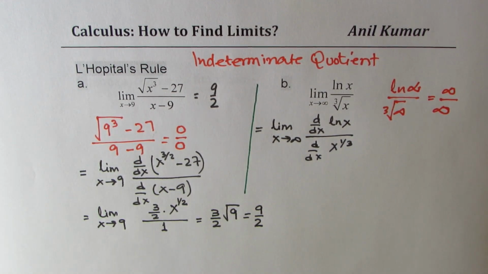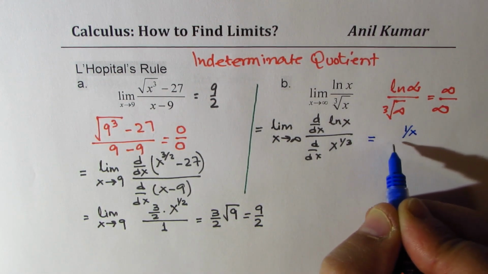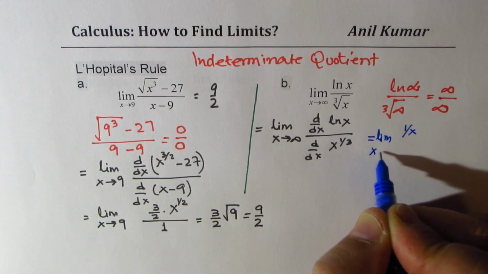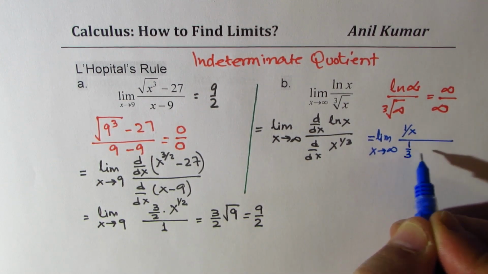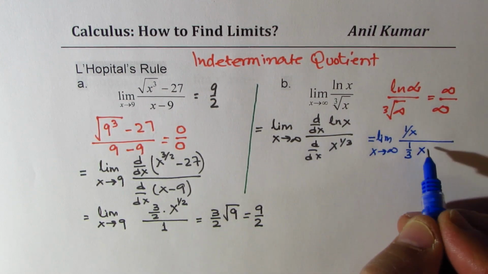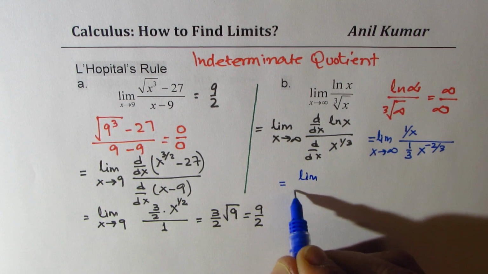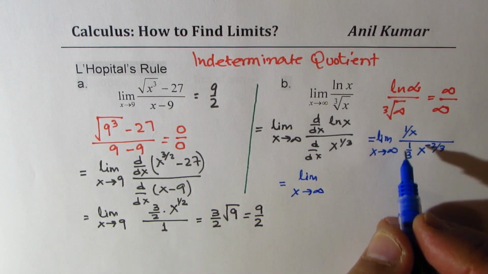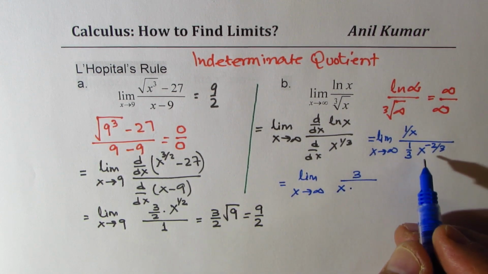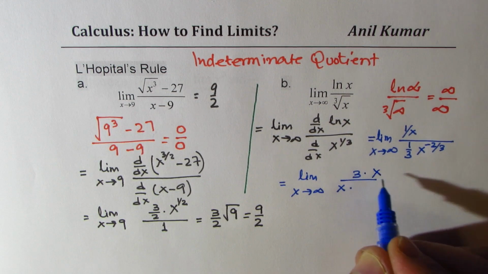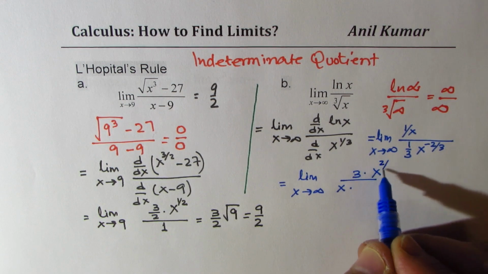Now the derivative of this function, ln x, is 1 over x. So let me write here 1 over x for the numerator, limit x approaches infinity, divided by 1 over 3 x to the power of this minus 1, which is minus 2 over 3. Now that gives you the limit as x approaches infinity. So we could write this as 3 over, that x comes in the denominator, and this we could write in the numerator as minus, so it is negative 2 over 3, correct?